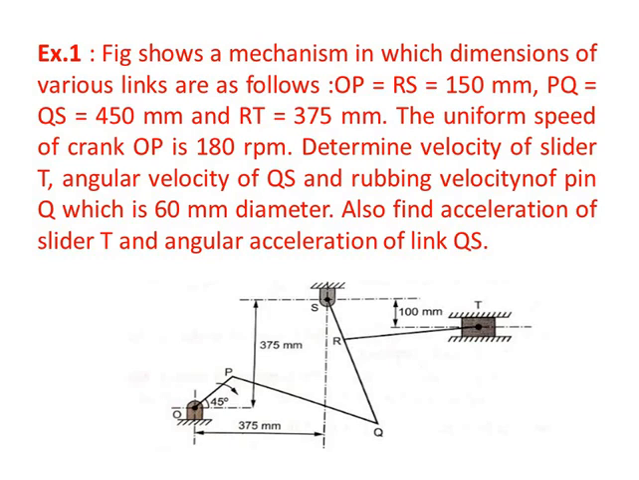The figure shows a mechanism in which the dimensions of various links are as follows: OP = RS = 150 mm, PQ = QS = 450 mm, and RT = 375 mm. The uniform speed of crank OP is 180 rpm. Determine the velocity of slider T, the angular velocity of QS, and the rubbing velocity of pin Q, which is 60 mm in diameter. Also find the acceleration of slider T and the angular acceleration of link QS. The diagram is given here.